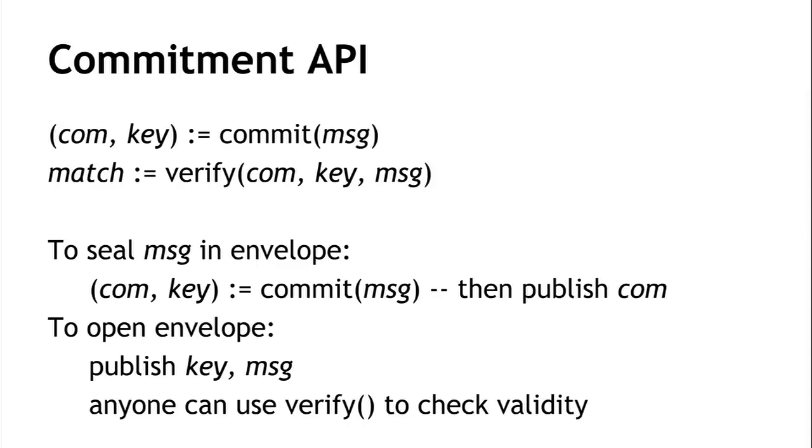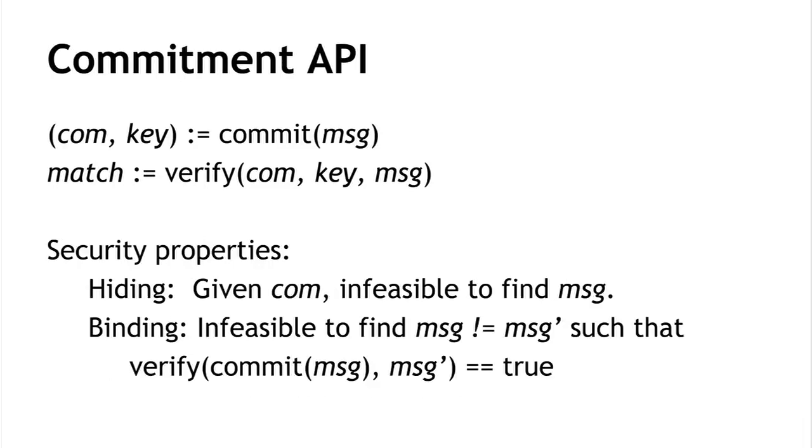Okay. And the property, of course, we want from this is that it behaves like sealing an envelope. And in particular, the two security properties are these. First, given COM, the commitment, the envelope on the table, someone just looking at the envelope can't figure out what the message is. The second property is that it's binding: when you commit to what's in the envelope, you can't change your mind later. That is, it's infeasible to find two different messages such that you can commit to one message and then later claim that you committed to another, and the whole thing will verify.